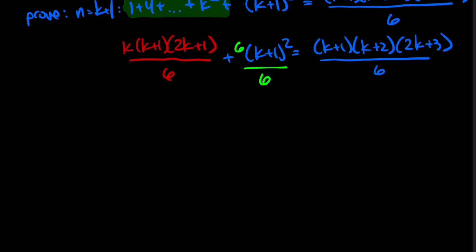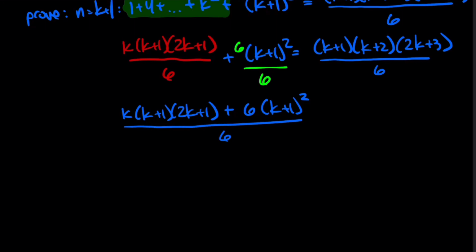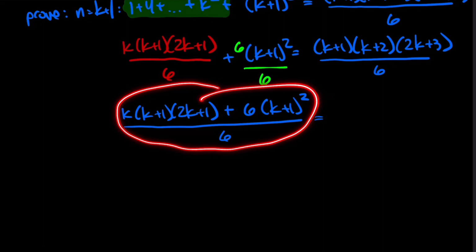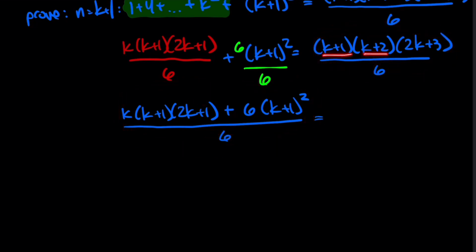Well, that looks like this. k times k plus 1 times 2k plus 1 plus 6 times k plus 1 squared all over 6. You have to keep writing the fraction. Remember, my goal is to somehow get this to look like that. Well, I've got the 6's taken care of. This is the product of 3 factors. If somehow I can factor this stuff here, well, notice what we have. k plus 1 here, k plus 1 squared here. I can do a GCF. Let's take out a k plus 1.